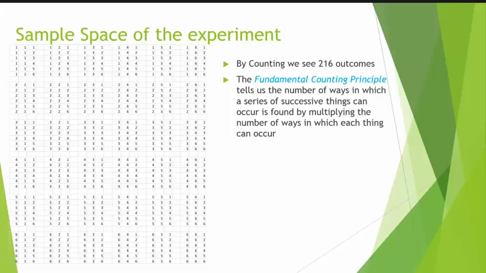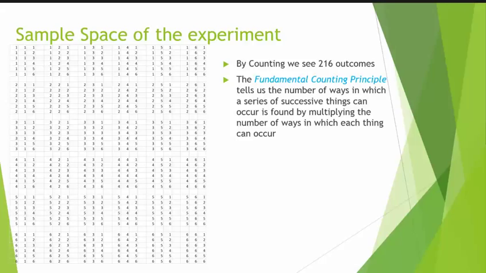So the sample space of this experiment is nicely displayed here. You'll see we have the 1, 1, 1, the 1, 2, 1, the 1, 3, 1. We have all these different possible outcomes. Now, if we were just to count this, we would see that we have 216 outcomes. Each little block has 6 outcomes in it, and we see there are 6 rows and 6 columns, so it's really 6 by 6 by 6, which is 216.